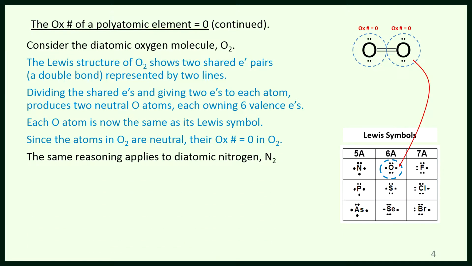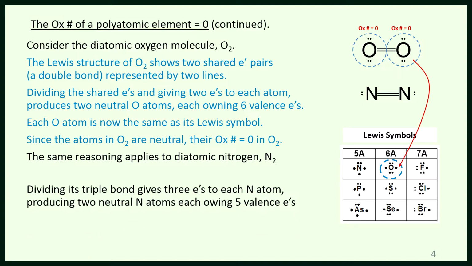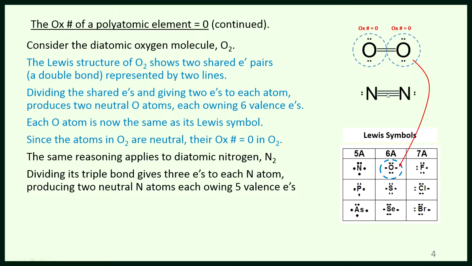All right, one more time, let's consider the nitrogen molecule. Nitrogen molecule has a triple covalent bond. These 3 lines. If we divide those 6 electrons evenly between these 2 identical nitrogen atoms, then each nitrogen will have, or is assigned now, a total of 5 electrons. 1, 2, and then half of each bond, 3, 4, 5. And that is the same as a nitrogen atom's Lewis symbol, which owns 5 electrons and is neutral. And therefore, the oxidation number of nitrogen is 0.